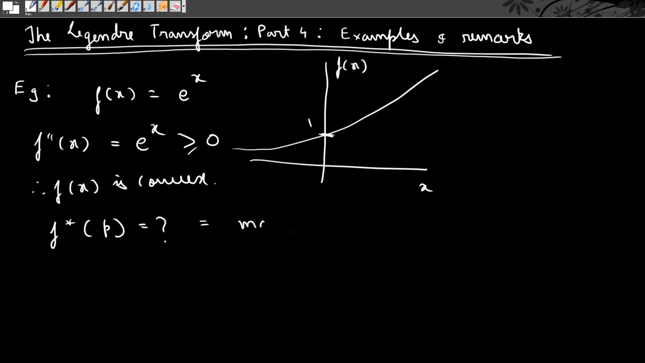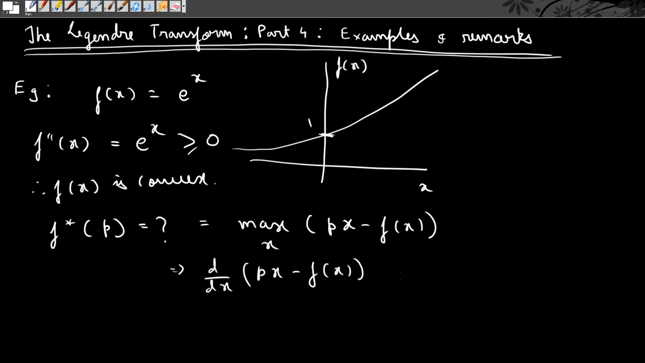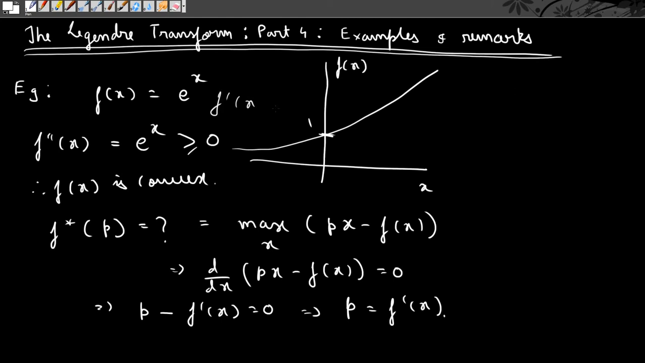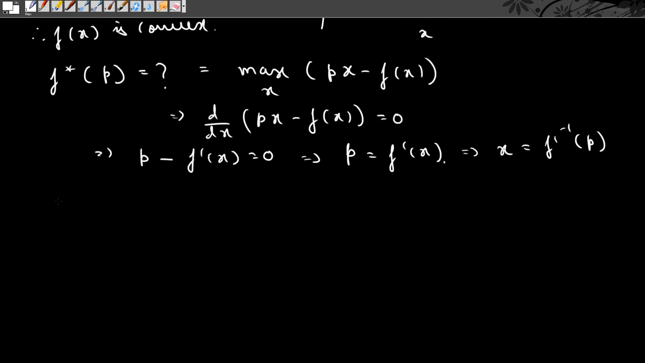Now what is f star of p, which is the Legendre transform? This is equal to maximizing with respect to x the function px minus f of x. This implies d by dx of px minus f of x is equal to 0, which implies p minus f dash of x equal to 0, which means p equal to f dash of x. And because this is a convex function, f dash of x is going to be monotonously increasing, which means f dash inverse will exist, which means x will be equal to f dash inverse of p. So what is f dash inverse?